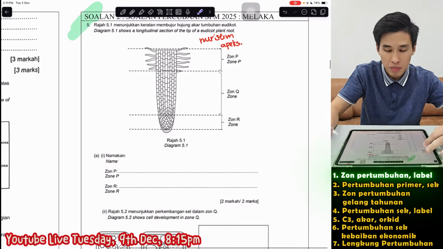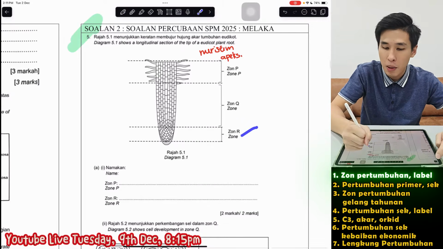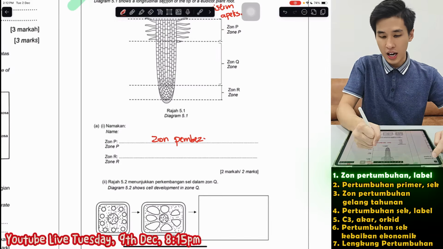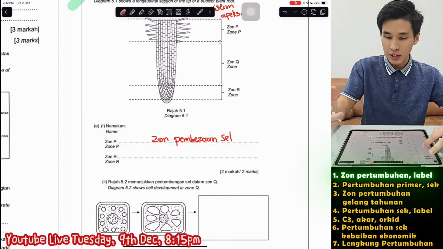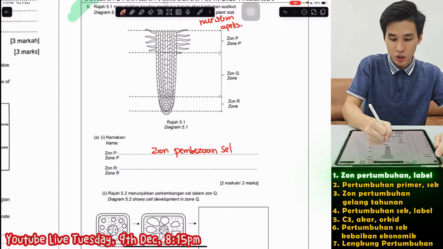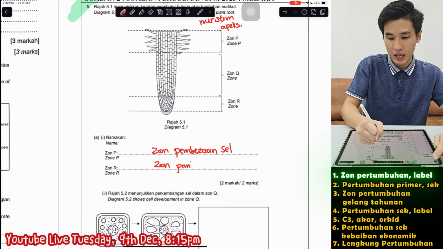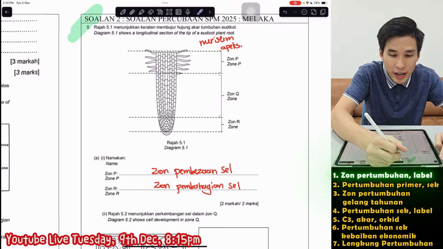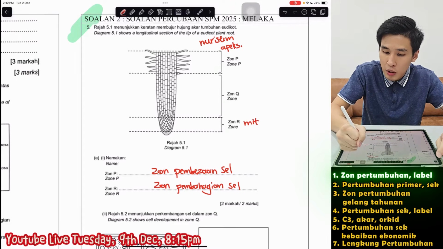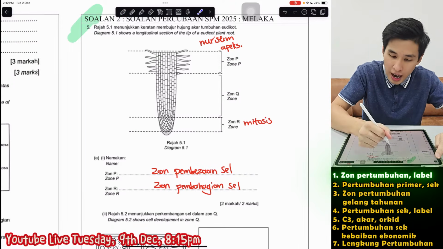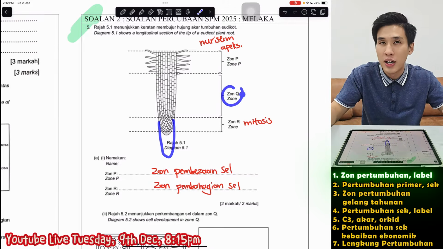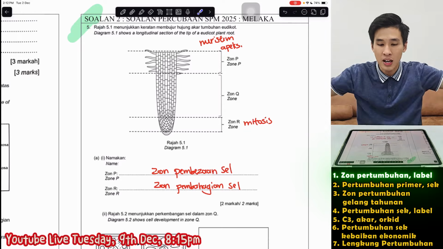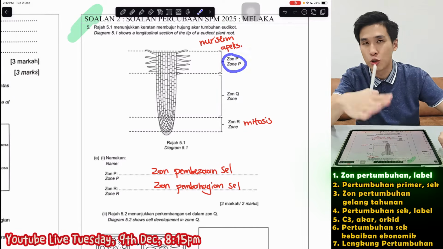So zone, 3 zone, pembahagian, pemanjangan, pembezaan. So P, you must write that zone, zon, sel. And then R is where the cell membahagi, so it's zon pembahagian sel. If dia tanya apakah proses yang berlaku di sini, so what's the process? Mitosis. So apabila mitosis berlaku, lebih sel terbentuk, then only the akar boleh bertumbuh. Then here is called pemanjangan. Now what the cell do later we explain is called pemvakuolan. Means the vakuol mengembang, sel mengembang. Sini adalah pembezaan untuk membentuk tisu kekal.